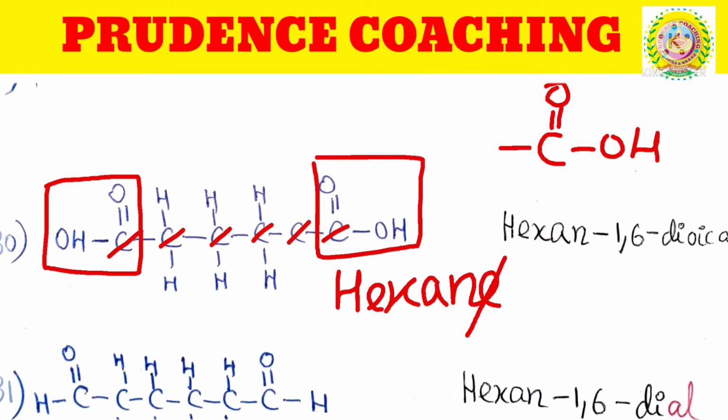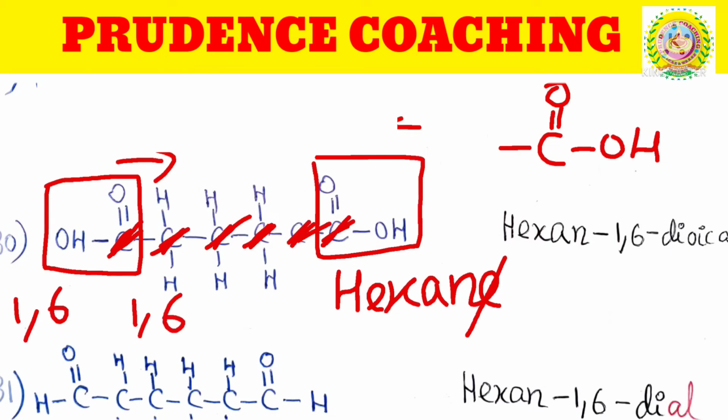But here we have 2 carboxylic acids, so you need to mention the position. If we count from this side, you will get here first position, second, third, fourth, fifth, sixth, that is 1, 6 position. If we count from this side, you will get here 1, 2, 3, 4, 5, 6, that is 1, 6. So from both sides you are getting 1, 6, that is, carboxylic acids are at the terminating carbons.